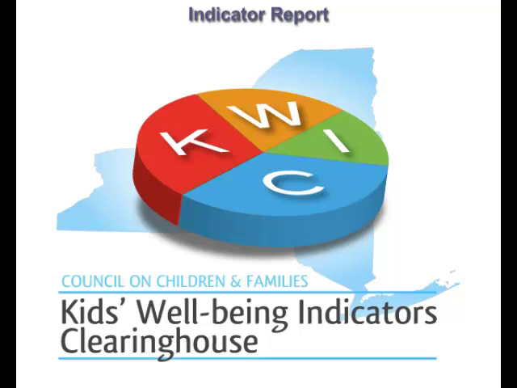KWIC contains over 300 indicators that are organized into 6 life areas of child well-being. In this tutorial, you will learn how to create and export reports for these indicators, as well as view supporting information. We'll begin on the home page by selecting an indicator.